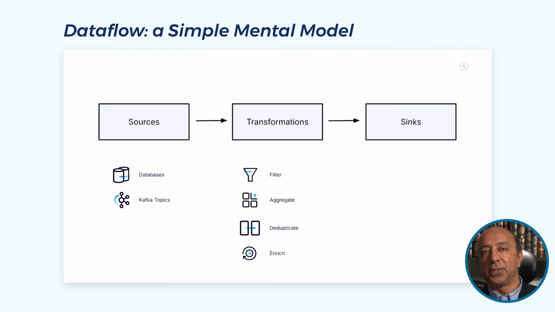We have transformations, the business logic: filtering, aggregating, deduplicating, enriching, and many more. And finally, we have sinks, where the transformed data actually lands. These could be data lakes, analytics dashboards, or even back into another Kafka topic for downstream apps. Source, transform, sink. This model is universal. It doesn't care whether we're doing batch or streaming. This is what we'll use as a lens for everything that follows.